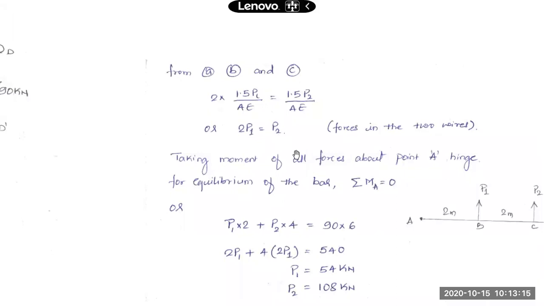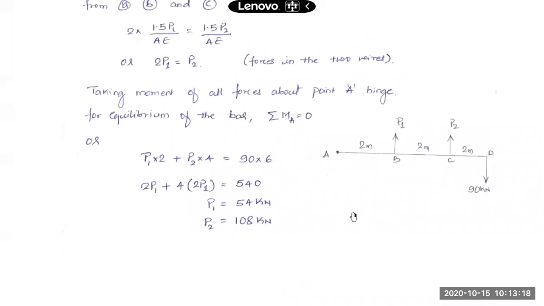Now we can go ahead with another equilibrium condition. What should happen is the summation of moments should come out to 0. If I take the summation of moments of all forces about this point A, the moments of all these forces acting on this rod or bar ABCD should sum up to 0. At the end D we have a force of 90 kilonewton acting in a vertically downward direction. So this will have a clockwise moment about this point A.